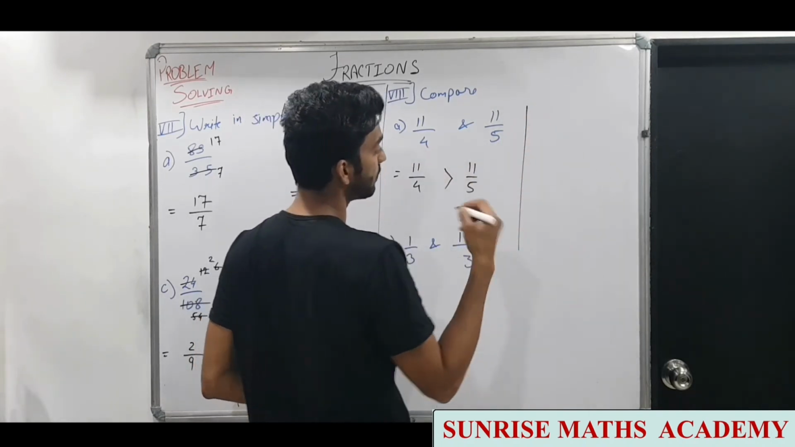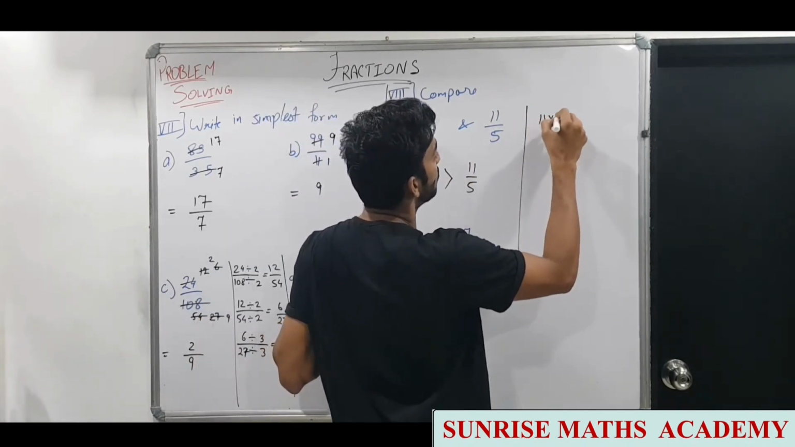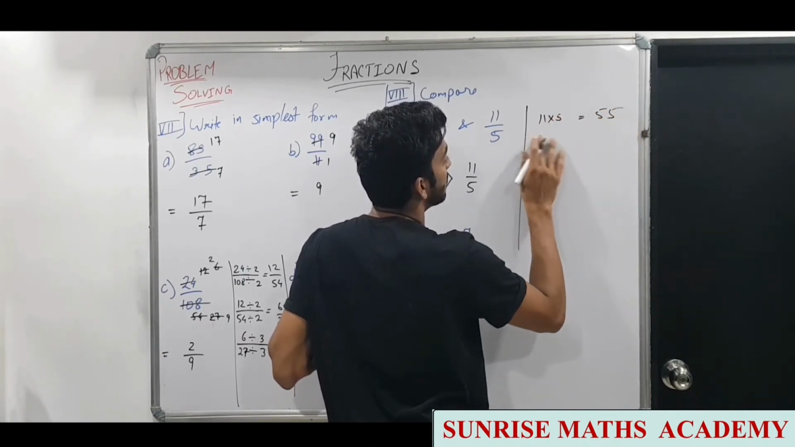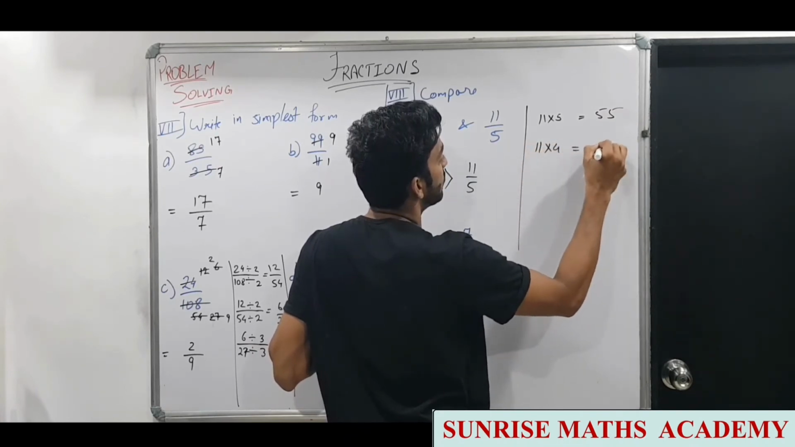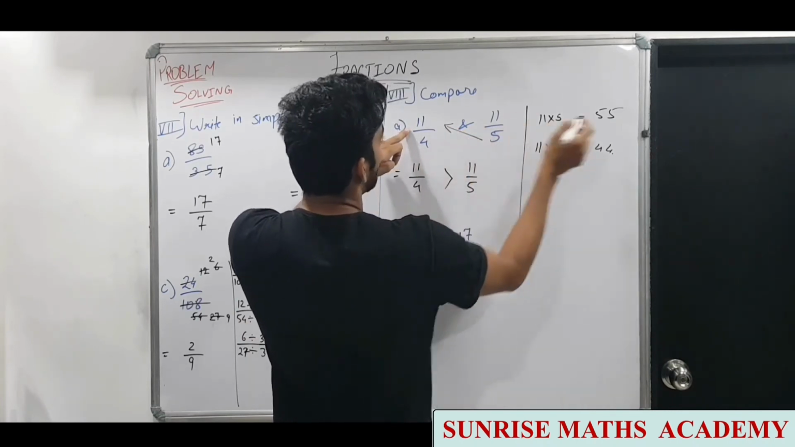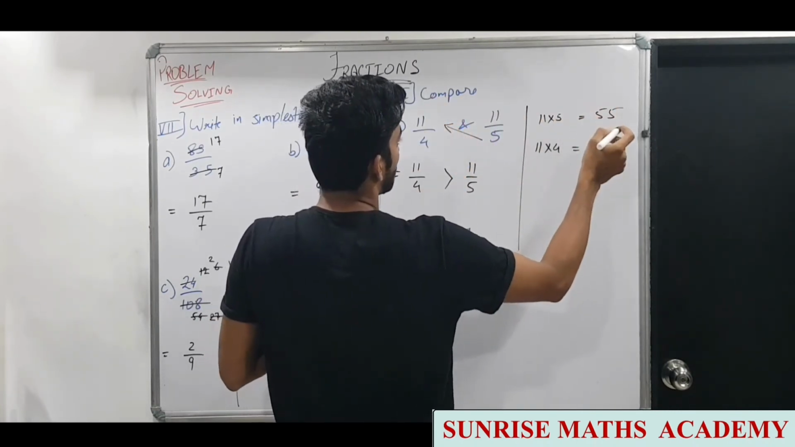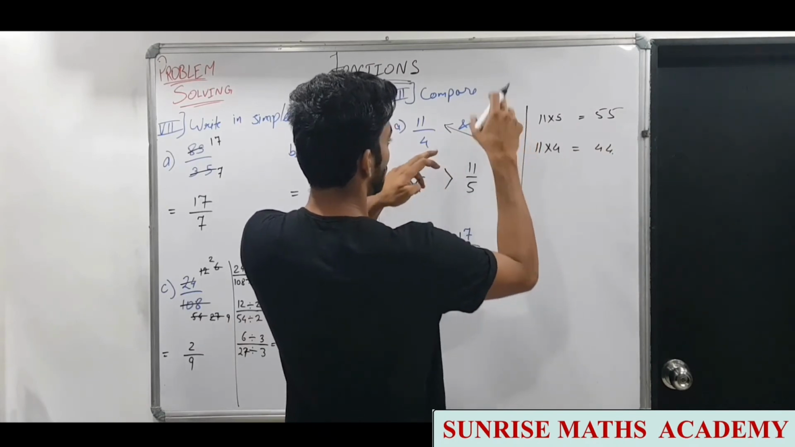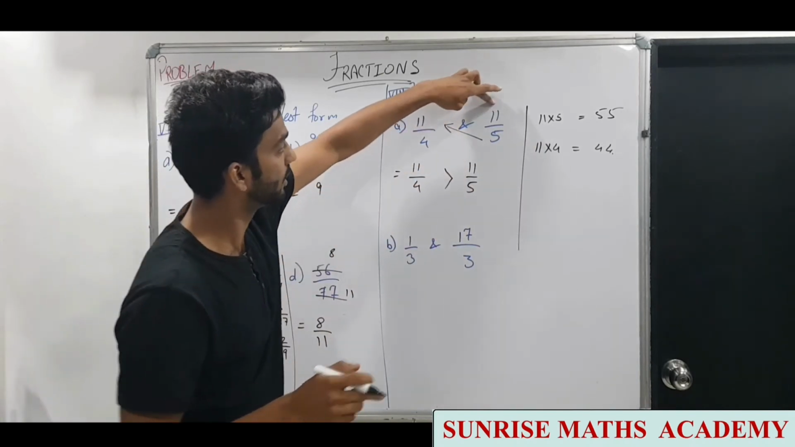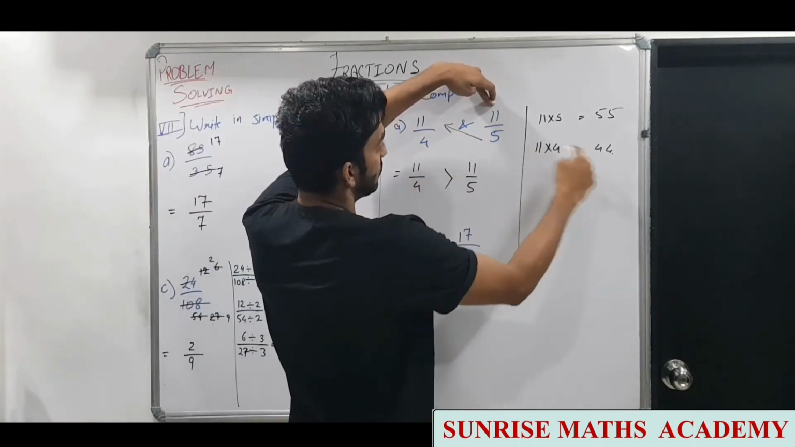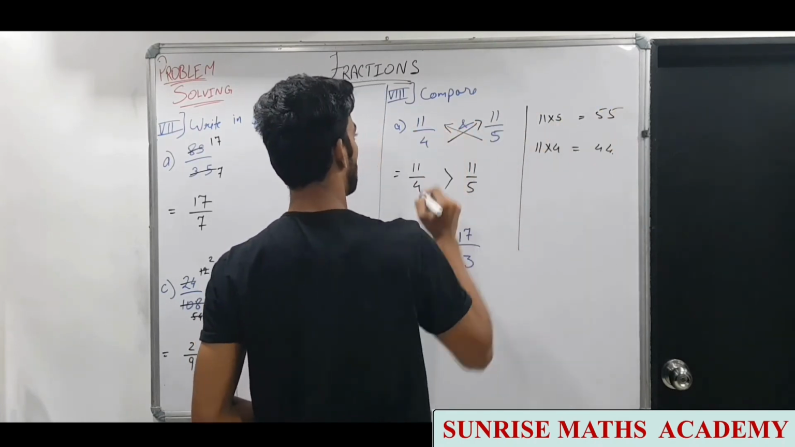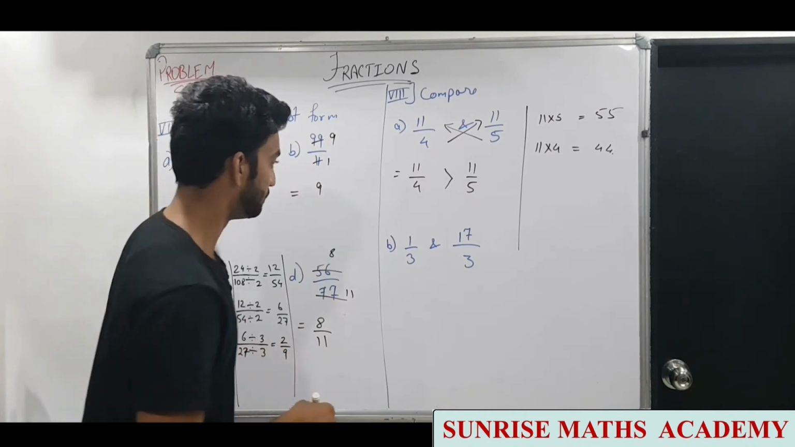We can also use the method of cross multiplication. So 11 into 5 is 55 and 11 into 4 is 44. Now 11 into 5 means this is multiplied here. So this 55 is representing this fraction and 11 into 4. So जिस fraction का numerator है वो value उस fraction के लिए represent कर रही है. यहाँ का numerator है into denominator ये लिए तो ये value इसके लिए है. So therefore 55 is greater. Therefore 11 upon 4 is greater.